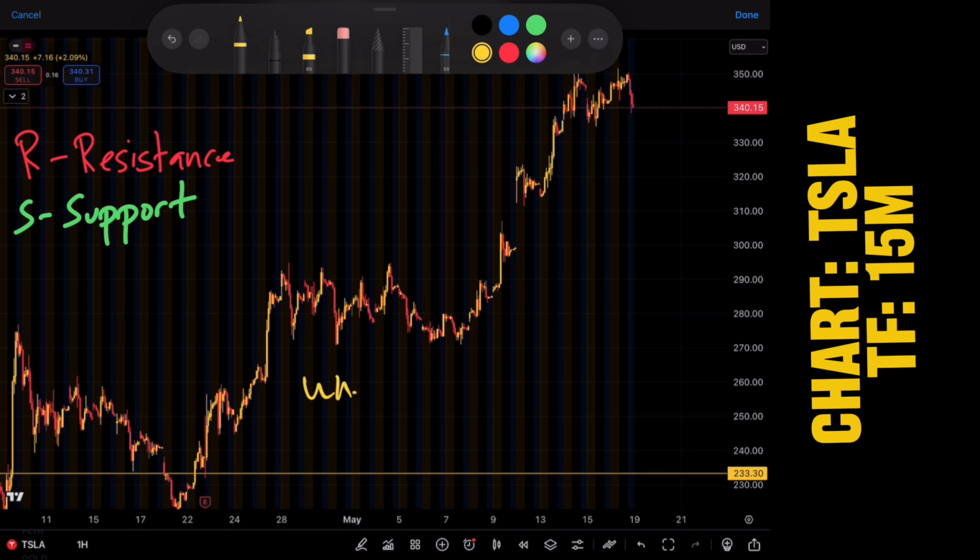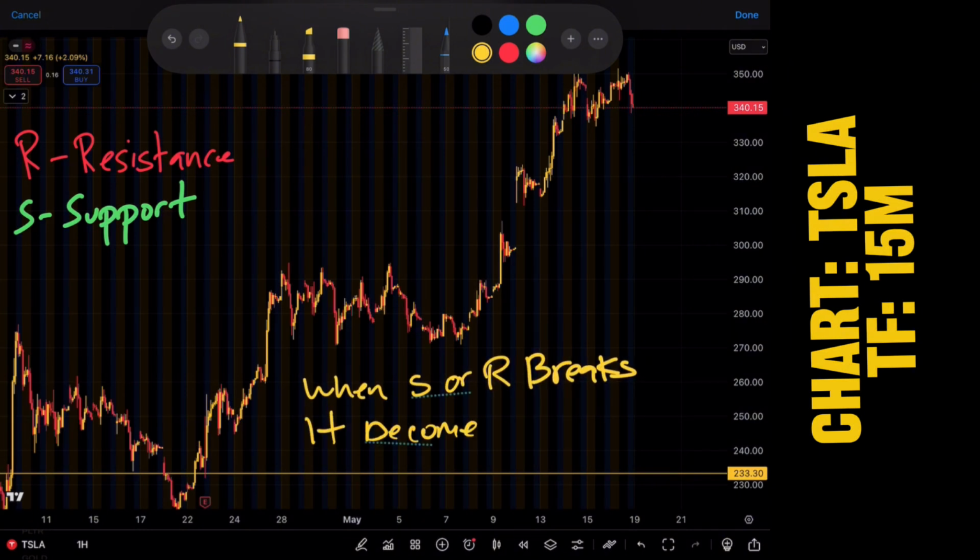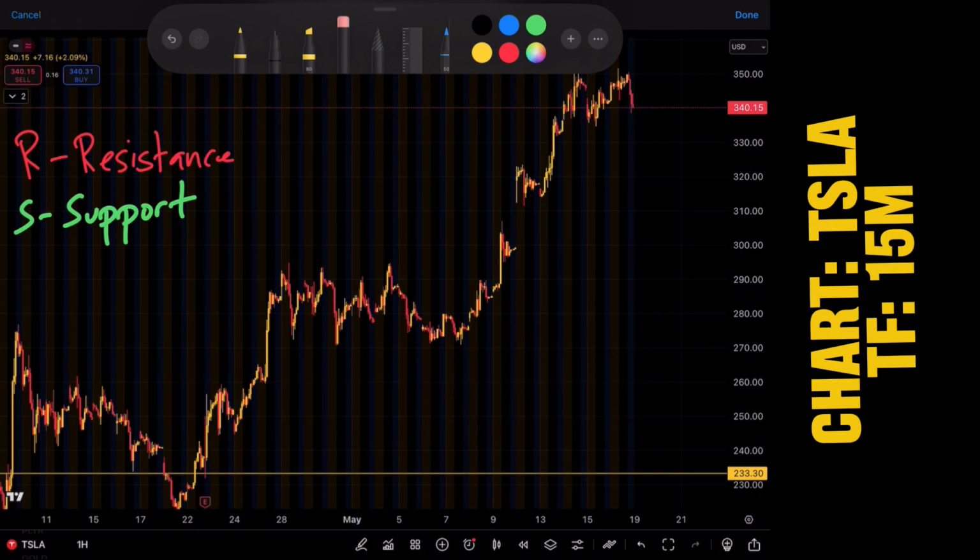Okay, when support or resistance breaks, it becomes the opposite. I'm just gonna do "opp." Okay, it becomes the opposite. Now, what that means is when support is broken, it becomes resistance, and when resistance is broken, it becomes support. And we have a good example right up in this area.